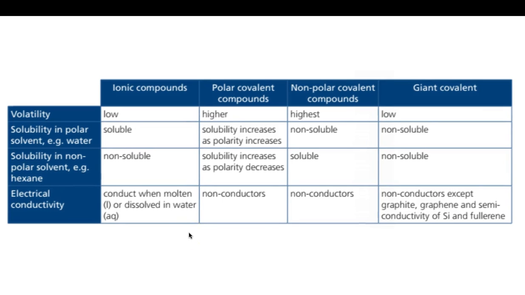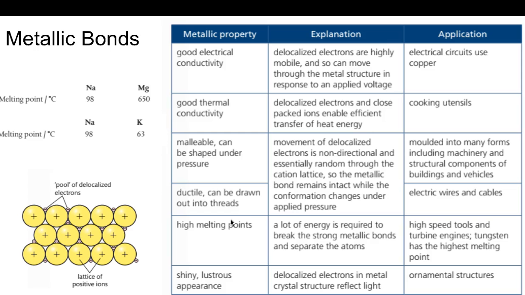Okay, and then here's just a quick little chart that summarizes the things we've been talking about. And you can look at this, know that ionic compounds are insoluble, non-soluble in polar solvents. This is talking about polar solvents. They conduct electricity. We've got giant covalent, which are non-conductors except for graphite and graphene. And the Buckminster fullerene is a semiconductor. Non-polar compounds are non-conductors, and polar compounds are non-conductors.